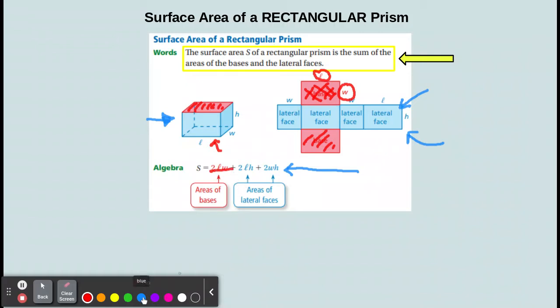Then you take your length times your height, that gives you the area of this one and this one. That's why we have two of them, that's why there's 2 times LH. And then you have this smaller side and this smaller side, which are H times W. You have 2 of them, that's why it's 2WH.